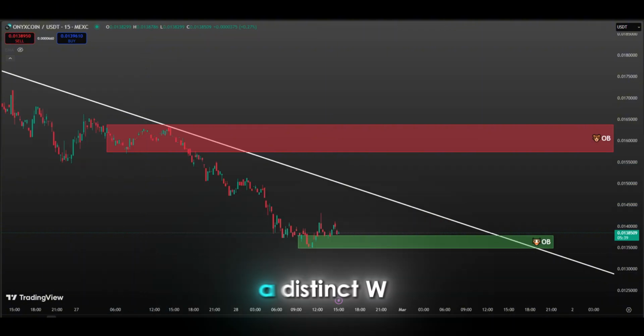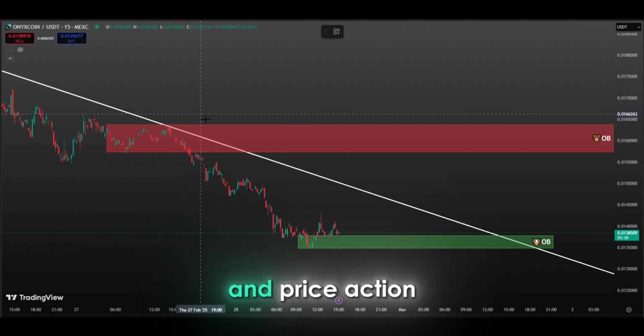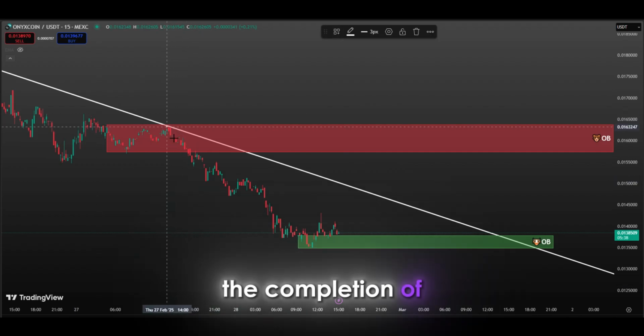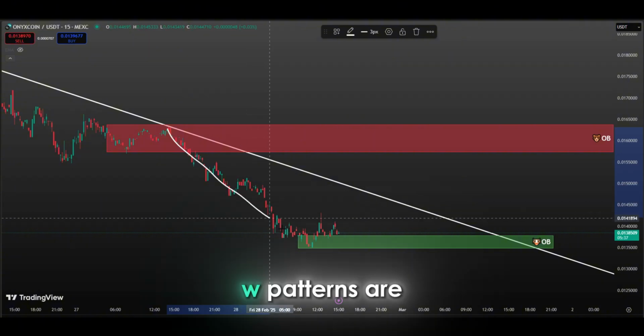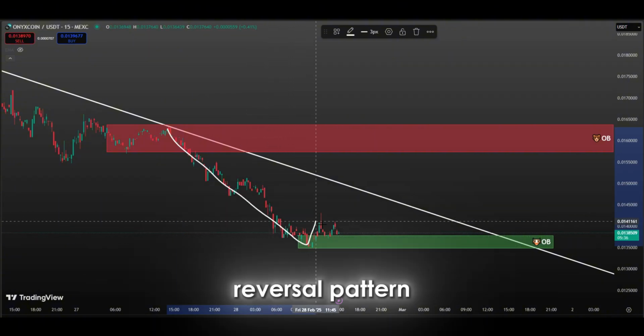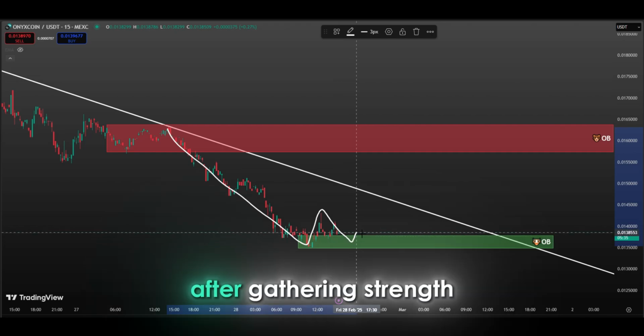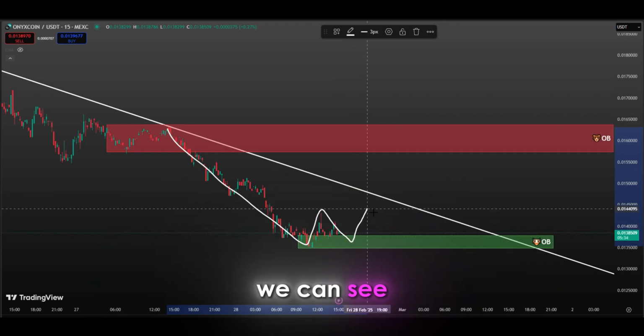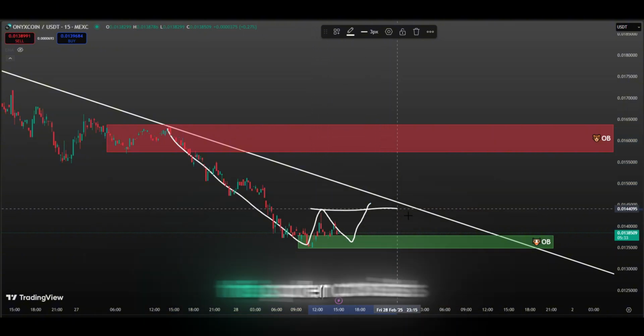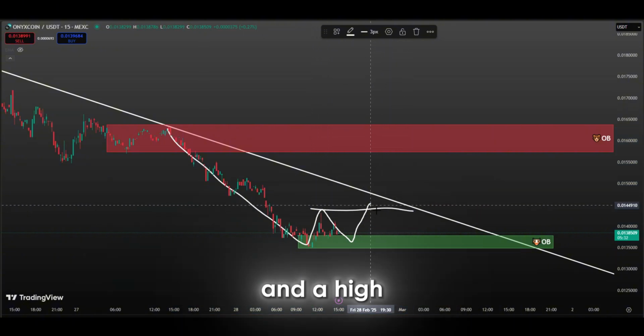A distinct W pattern is visible on the chart, and price action is moving towards the completion of this pattern. W patterns are generally considered a reversal pattern and indicate that the price may make an upward move after gathering strength at the lows. However, for now, we can see that the second bottom of the W pattern has not been completed. This pattern consists of 2 lows and a high in the middle.